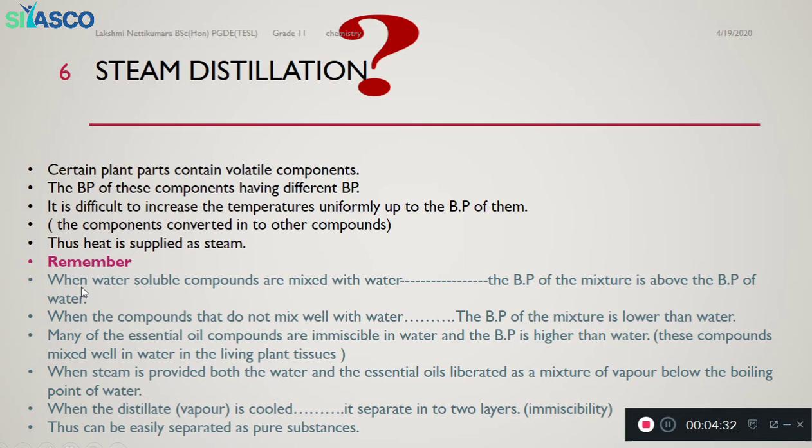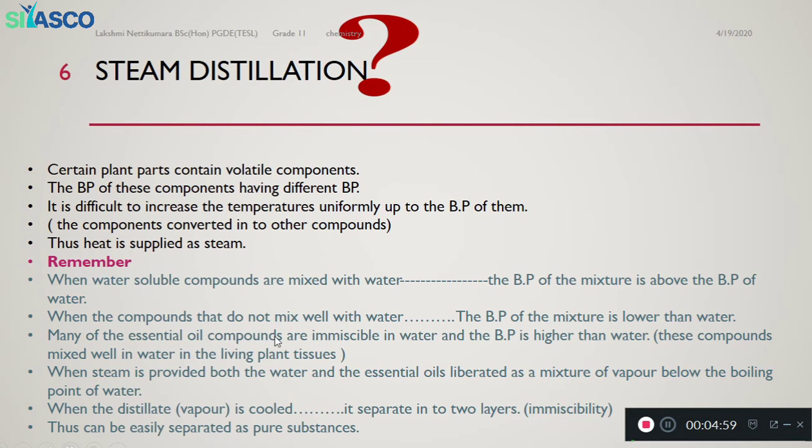Now you have to remember that when water-soluble compounds are mixed with water, the boiling point of the mixture is above the boiling point of water. That means higher than 100 degrees centigrade. When compounds that do not mix well with water are used, the boiling point of the mixture is lower than that of water. So keep those 2 points in your mind.